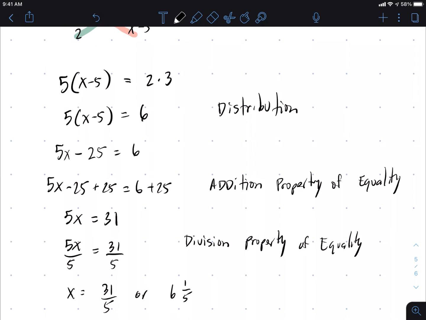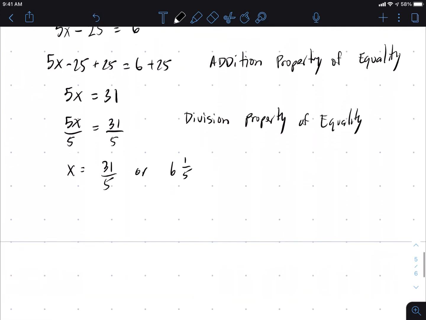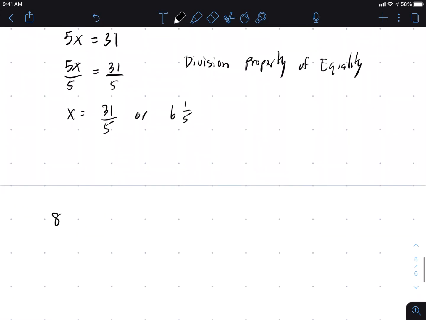All right. I would like you to try at least one. So let me give you one. Did everyone copy it down? Yes. All right, here we go. 8 over u plus 4, that's a u, is equal to 6 over 7. Go ahead and try that.